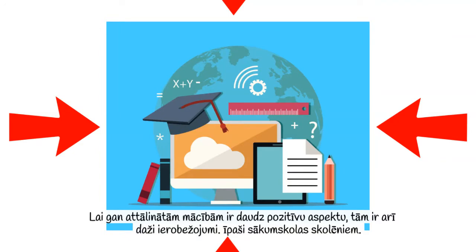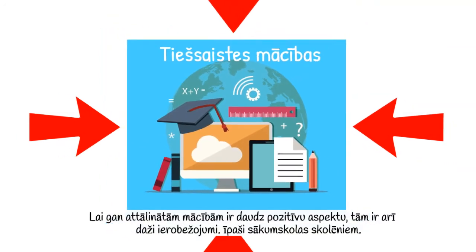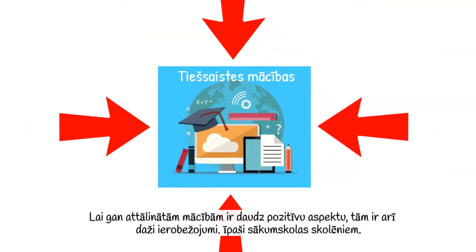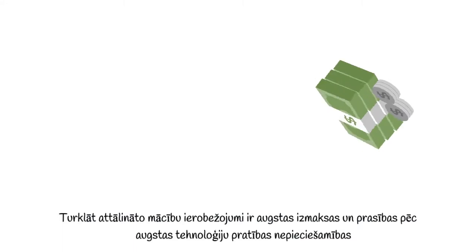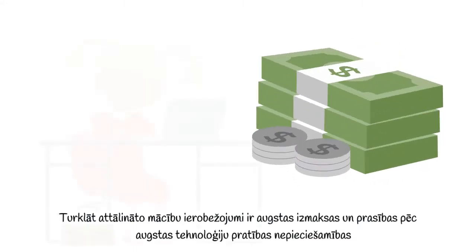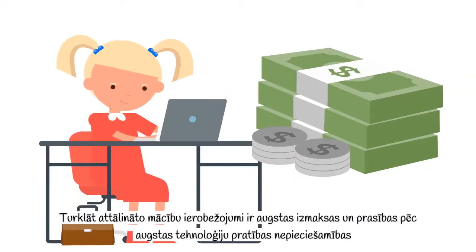While distance education has many positive aspects, it also has some limitations if used alone. Since the teacher cannot interact with the students directly, it may cause low motivation and attention deficit, especially in primary school students. In addition to these, high costs and technology literacy requirements are the limitations of distance education.